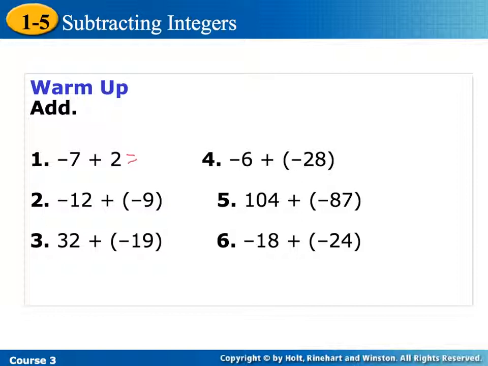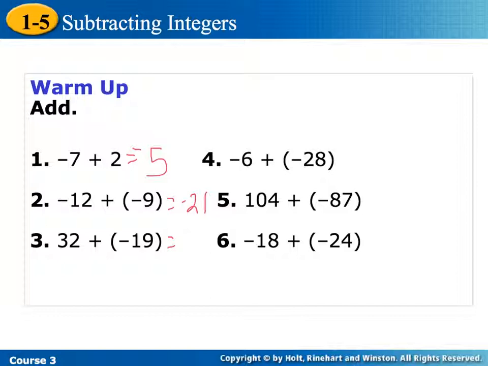If you look at -7 plus 2, different signs, which means we have to take 7 minus 2, which is 5. -7 is farthest away from 0, so -5. Number 2. -12 plus -9. Same signs. We add them. We get -21.